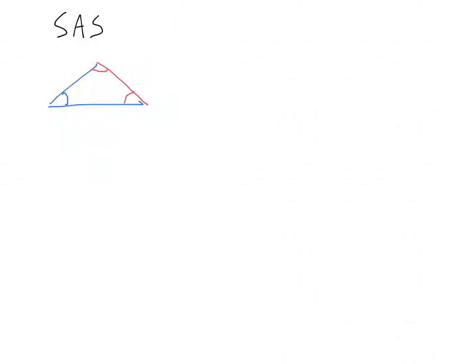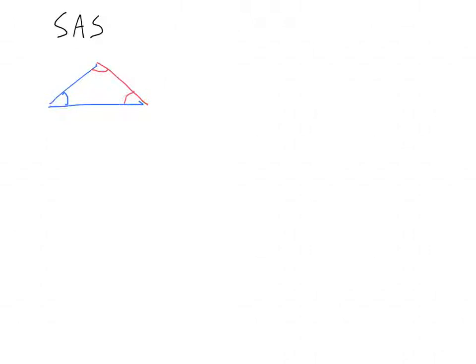So I can't solve an SAS triangle using just law of sines because I don't have any side across from any angle, and I can't find these other 2 angles. If I had this angle or this angle, I'd be good. But I need a side across from an angle that I know to be able to use law of sines. So I can't use law of sines for SAS.